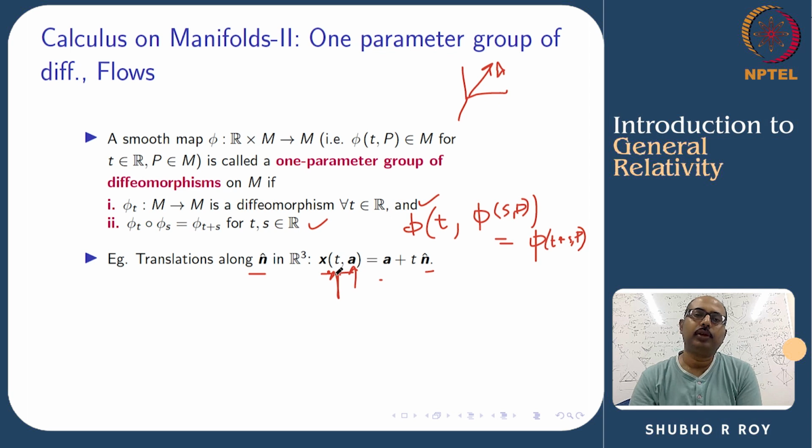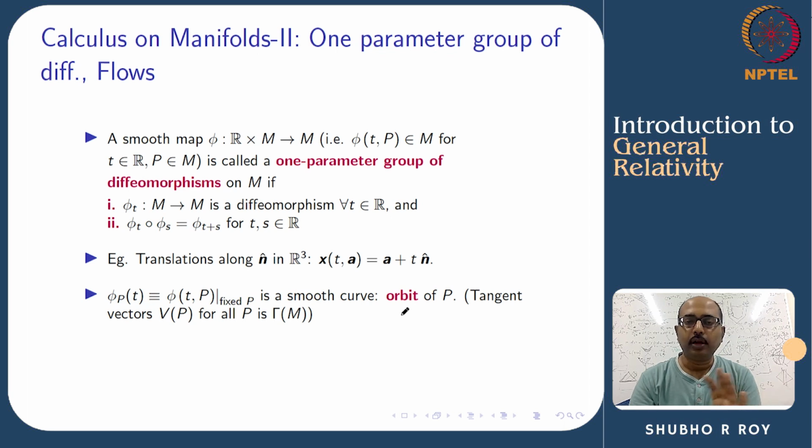Of course, this is a smooth map because you can infinitely differentiate with respect to t. So it's a diffeomorphism and invertible. You just have to put a minus sign, and that's the inverse map, which is also smooth. So this is one example. Rotations around a fixed axis can also be a one parameter group of diffeomorphisms.